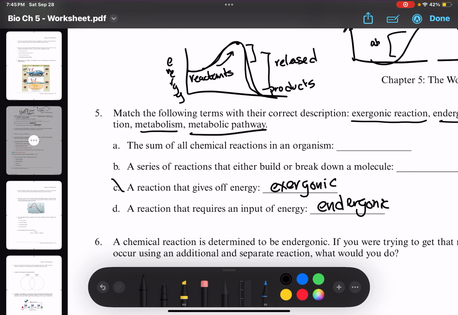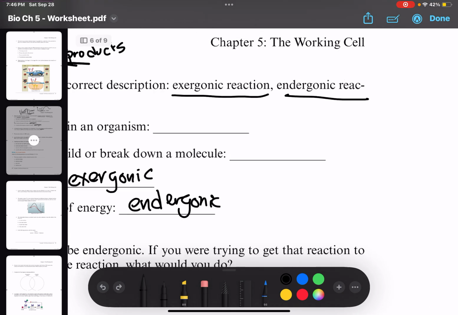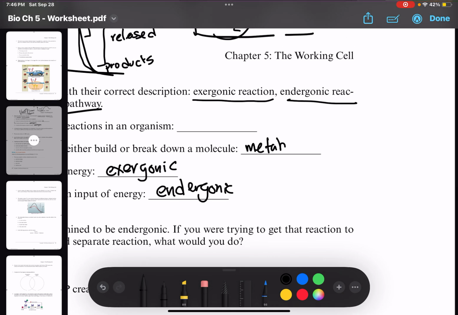Metabolic pathway. Right? What's a metabolic pathway? So a metabolic pathway is basically a linked series of chemical reactions occurring within the cell. You can say that it's the interconnected chemical reactions that occur within the cell. Almost all the reactions that are going to happen, right? A series, right? So what is a pathway? A pathway is a series of steps, right? So a series of reactions that either break down or build a molecule would be a metabolic pathway, because it's a path to making these events happen. So this answer would be metabolic pathway.